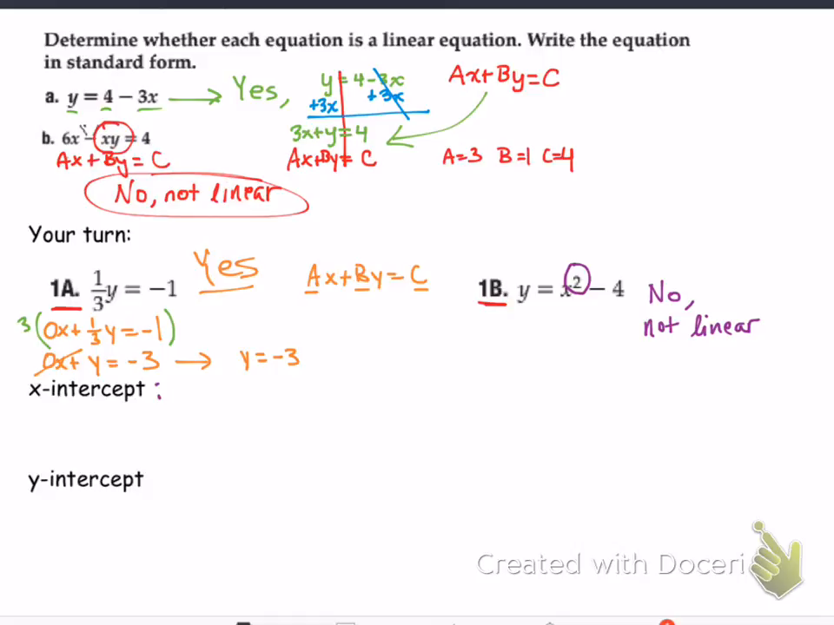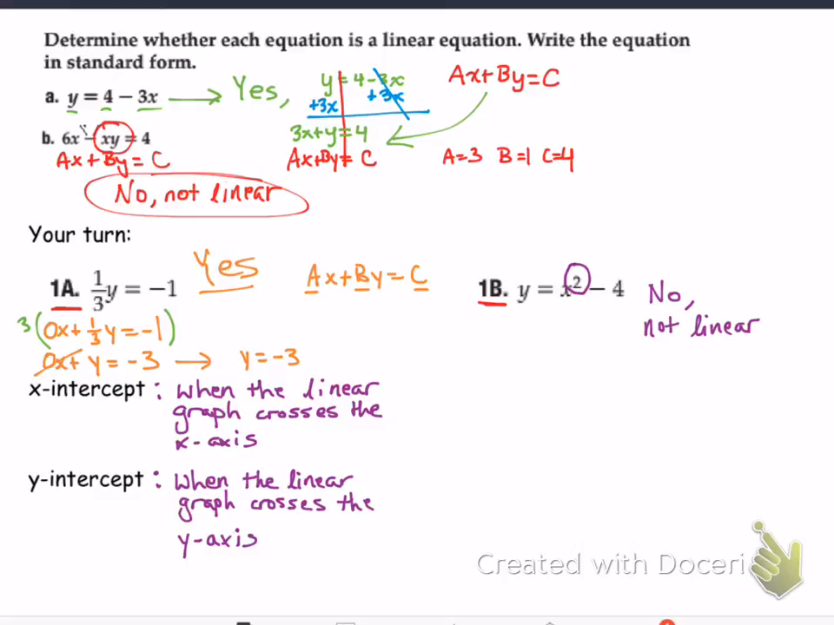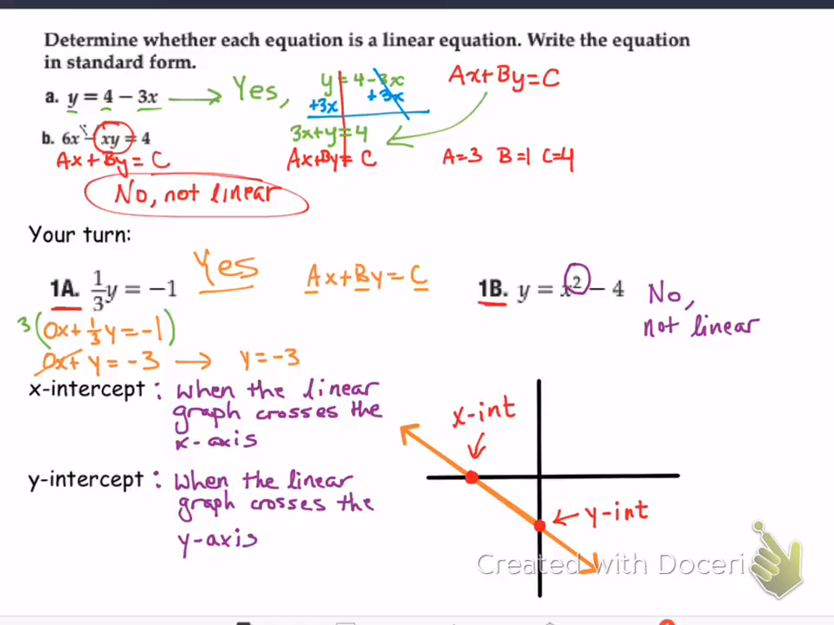X-intercept is when your line or the linear graph crosses the x-axis. And in the same way, the y-intercept is when the linear graph crosses the y-axis. So if you look at this fake graph on the right, you'll see that here, when the linear graph crosses the x-axis, that's my x-intercept, and where it crosses my y-axis, that's my y-intercept. So those are our x and y intercepts here.